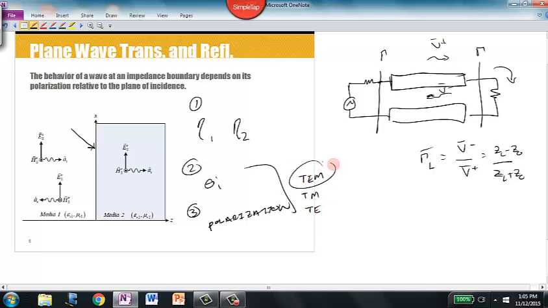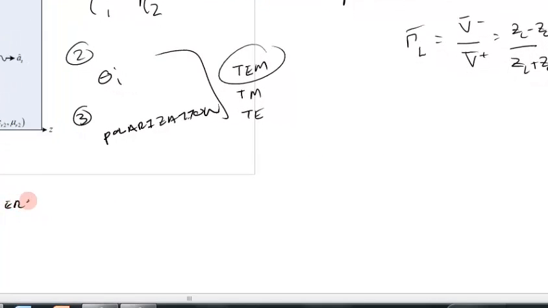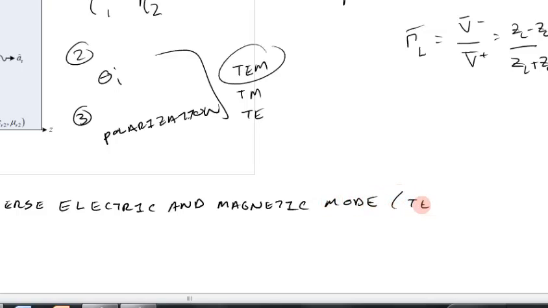And to start with today, what I want to go into is the TEM mode, which stands for transverse electric and magnetic mode. TEM mode. And what do we mean by transverse electric and magnetic, or the TEM mode?